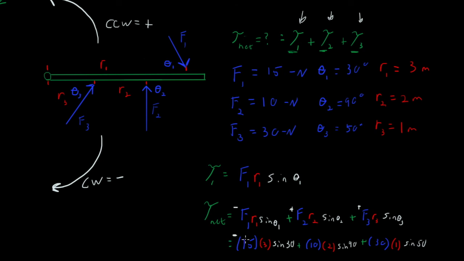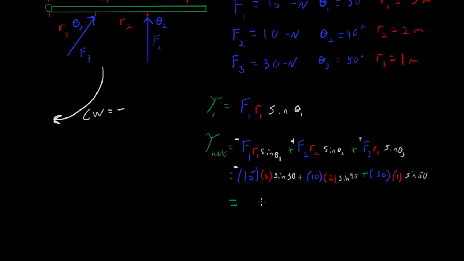So this should be negative 15 times 3 times sine of 30. Let's punch that into our calculators and get our proper values. Now, with those positives and negatives in the right spots, I get 20.5 Newton meters for my net torque.